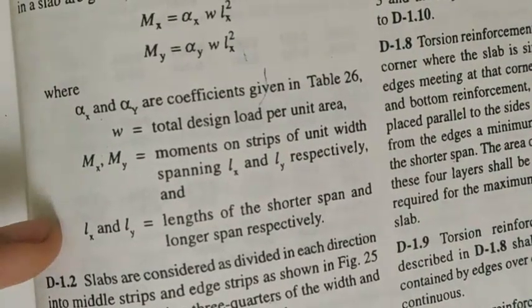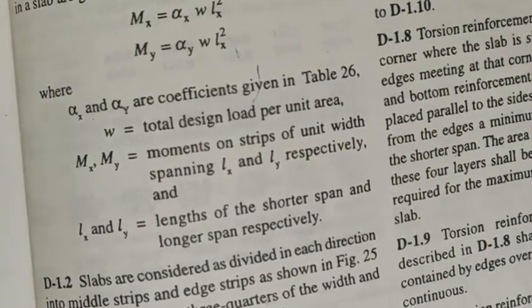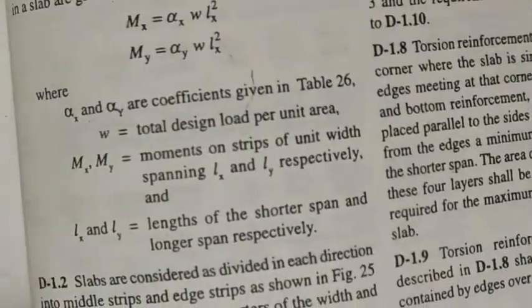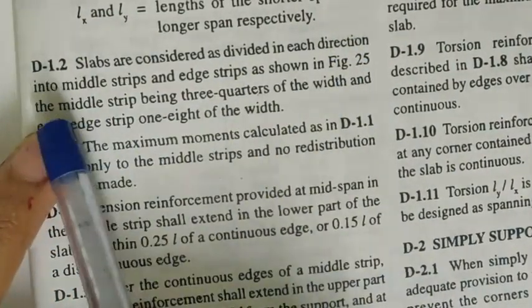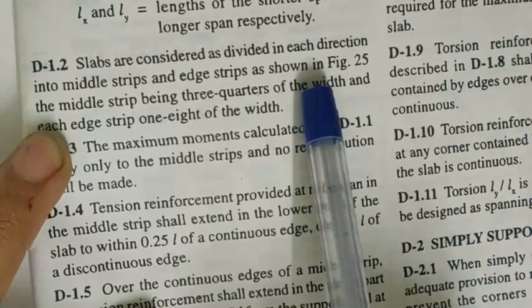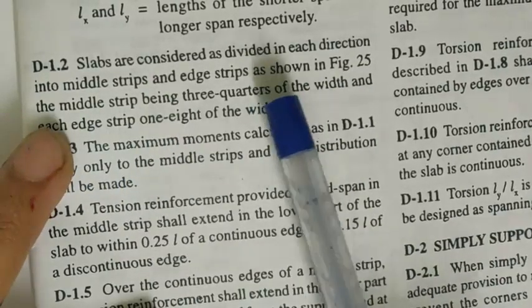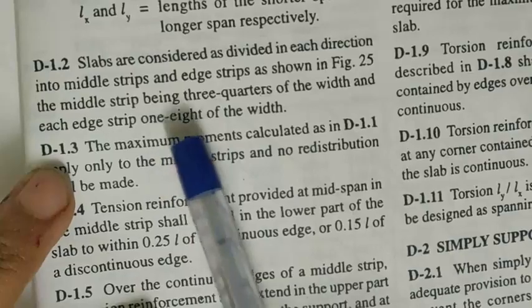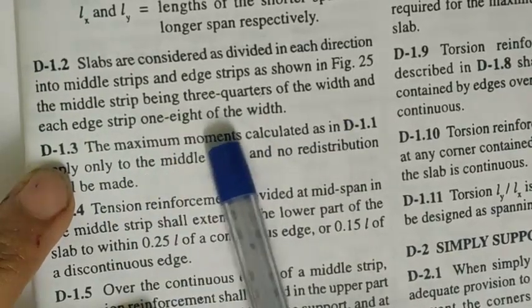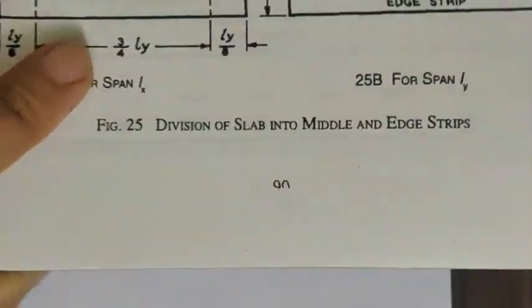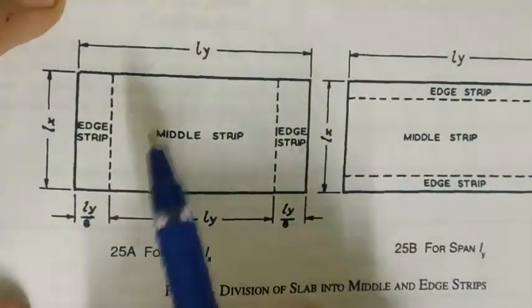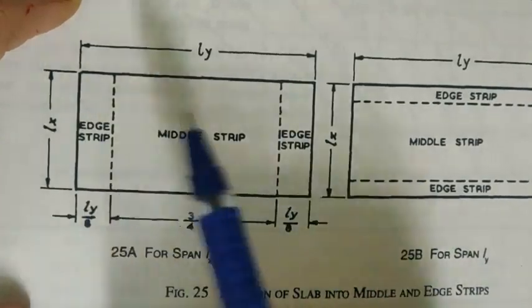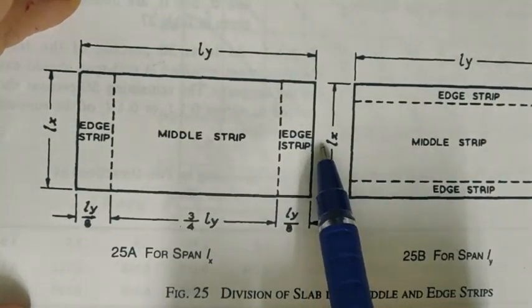Now, this is just I am talking about finding out the moments. I have talked about this clause 1.1. Okay? Then what does the second clause say in this? It says that slabs are considered to be divided in each direction into middle strip and edge strip. And the middle strip, as shown in figure 25, the middle strip being 3/4 of the width and edge strip is 1/8 of the width. Okay? So what does that say? It means they are basically talking about this. Okay? So they are saying that if we are having this slab, we will not be designing the complete length of the slab as one.